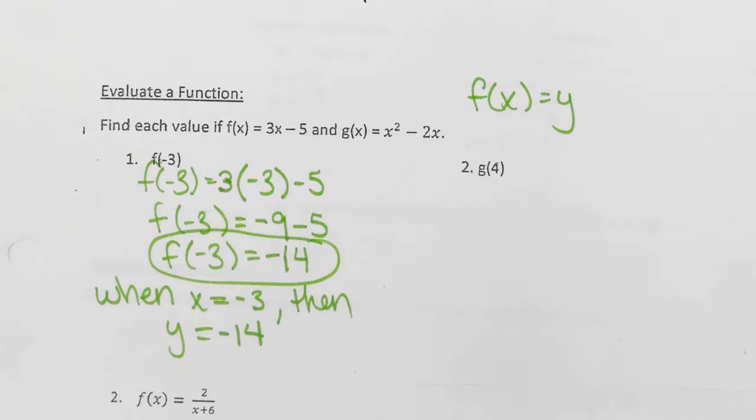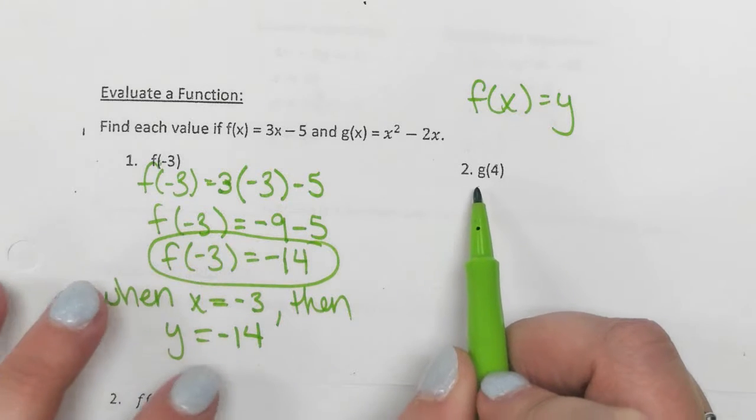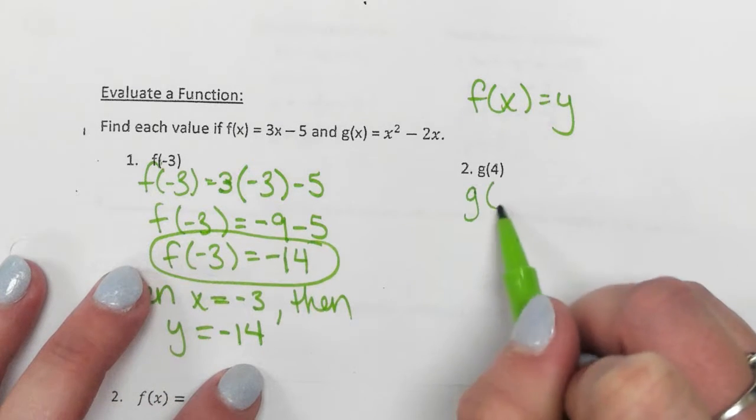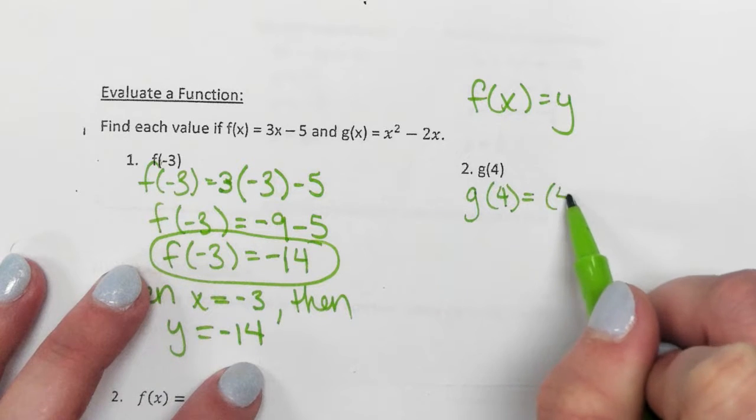All right, number 2, here we go. Which one are we going to plug into? Yeah, but into which function? G of x. We're going to plug into g of x. And when I square something, what do you have to use when you square something?